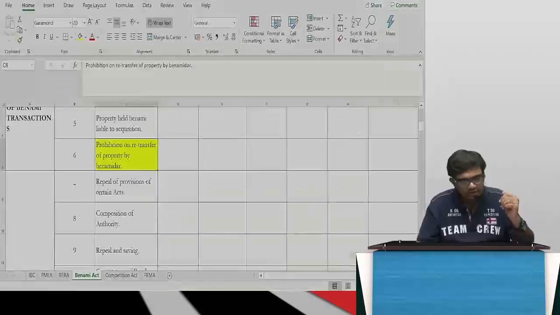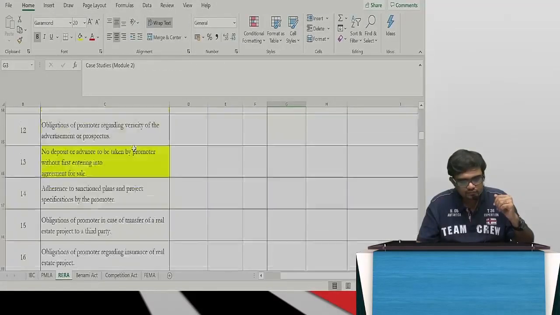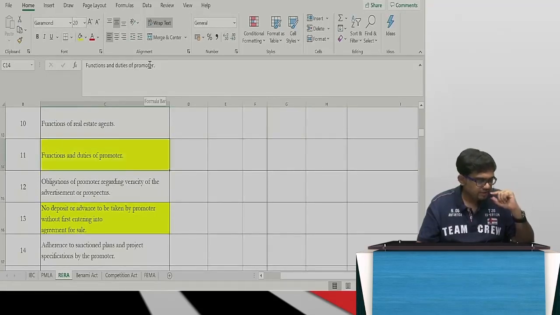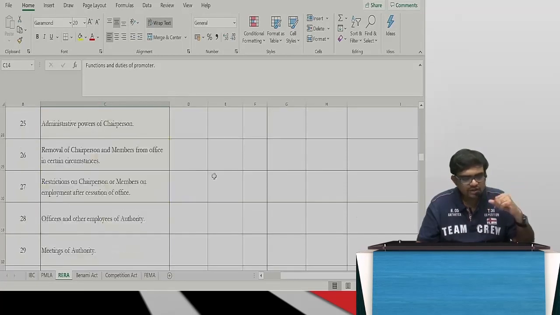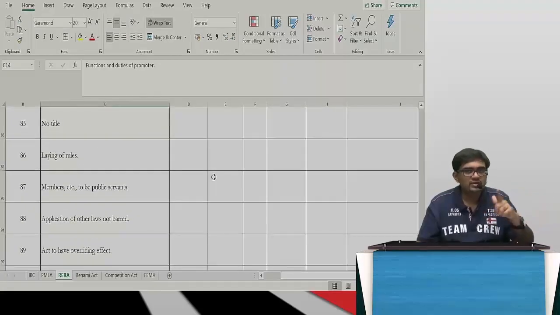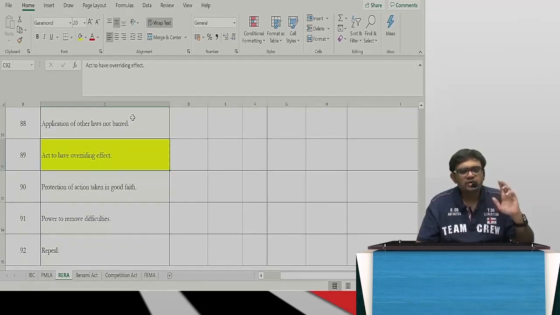I again have to come to RERA. Refund. So they are talking about the duties of the promoter. Is it his duty to give back the money and all that? So it comes under 11. It comes under 11. Very, very simple. Then if you remember, if you just keep going through all those things, what will override what? Will IBC override RERA? Will RERA override IBC? That also we had discussed. It comes under 89. Which act will have overriding effect over which law? Right?